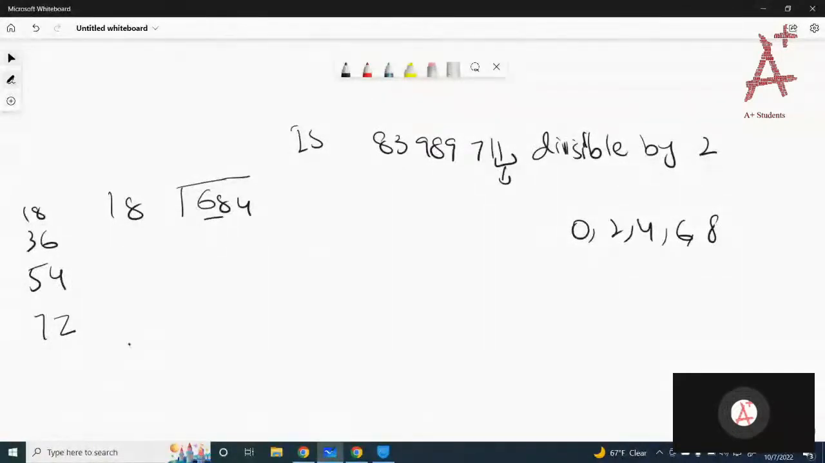18 times 3 is 54. Just subtract them. 8 subtract 4 is 4, and 6 subtract 1, and you need to bring it down. So now you have to go for the next digit.